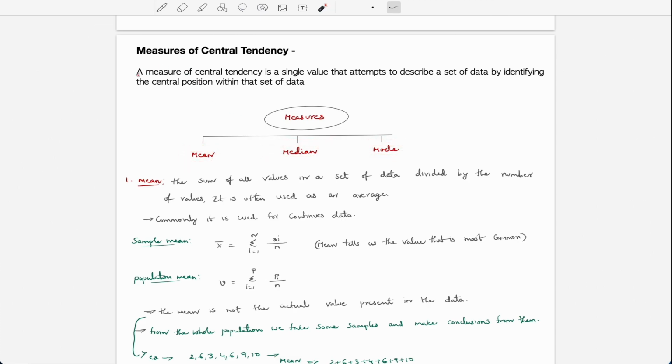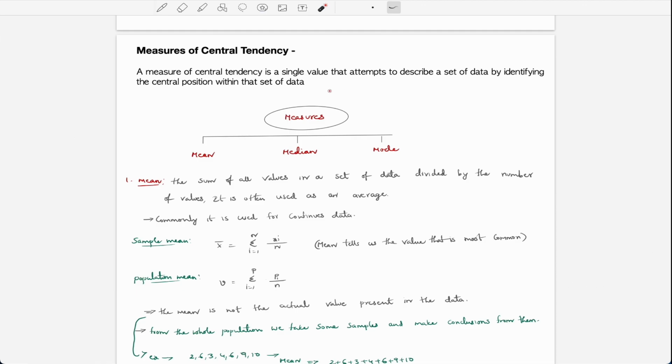So what are these three? What do we mean by measures of central tendency? A measure of central tendency is just a single value that attempts to describe a set of data by identifying the central position within the set of data. By the word itself you can understand: central tendency attempts to describe a set of data by identifying the central position of the data within a data set. I hope you understand this.